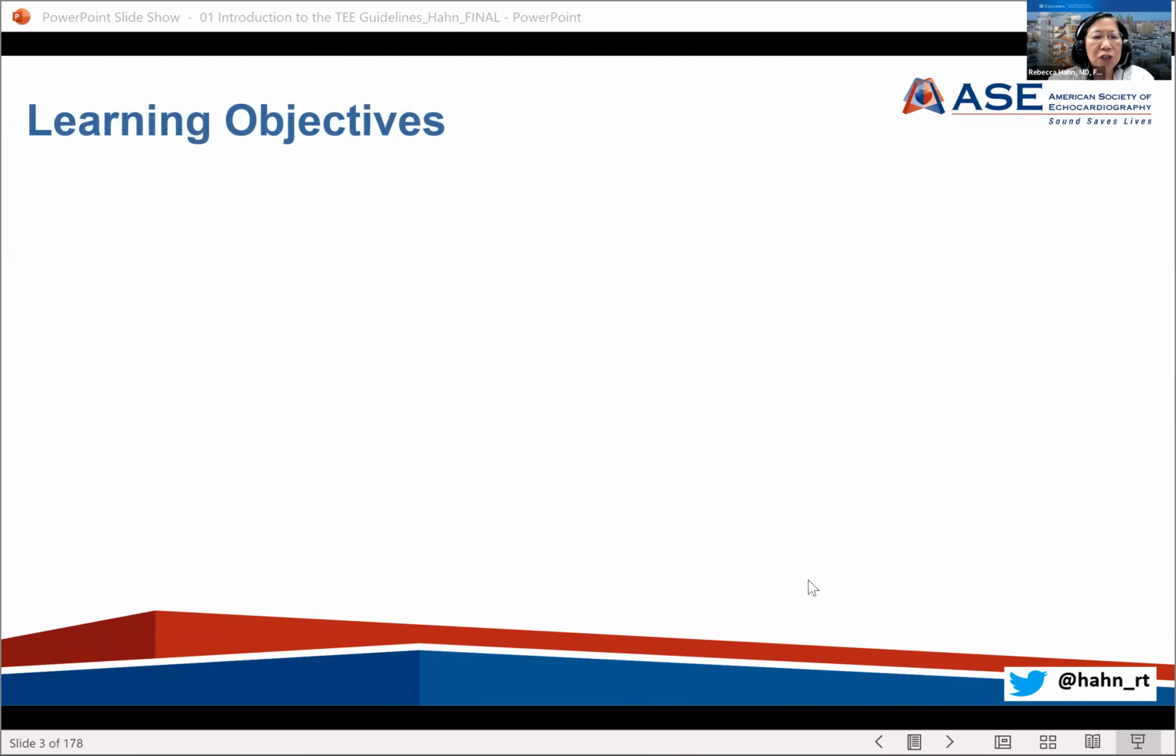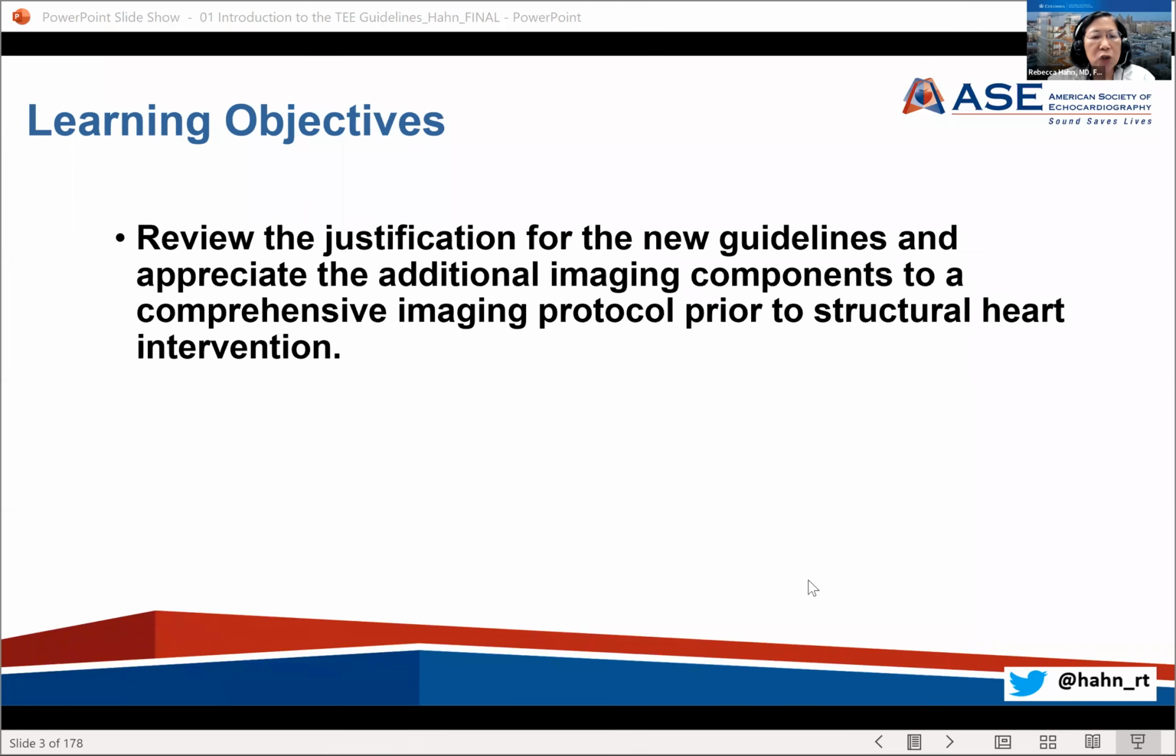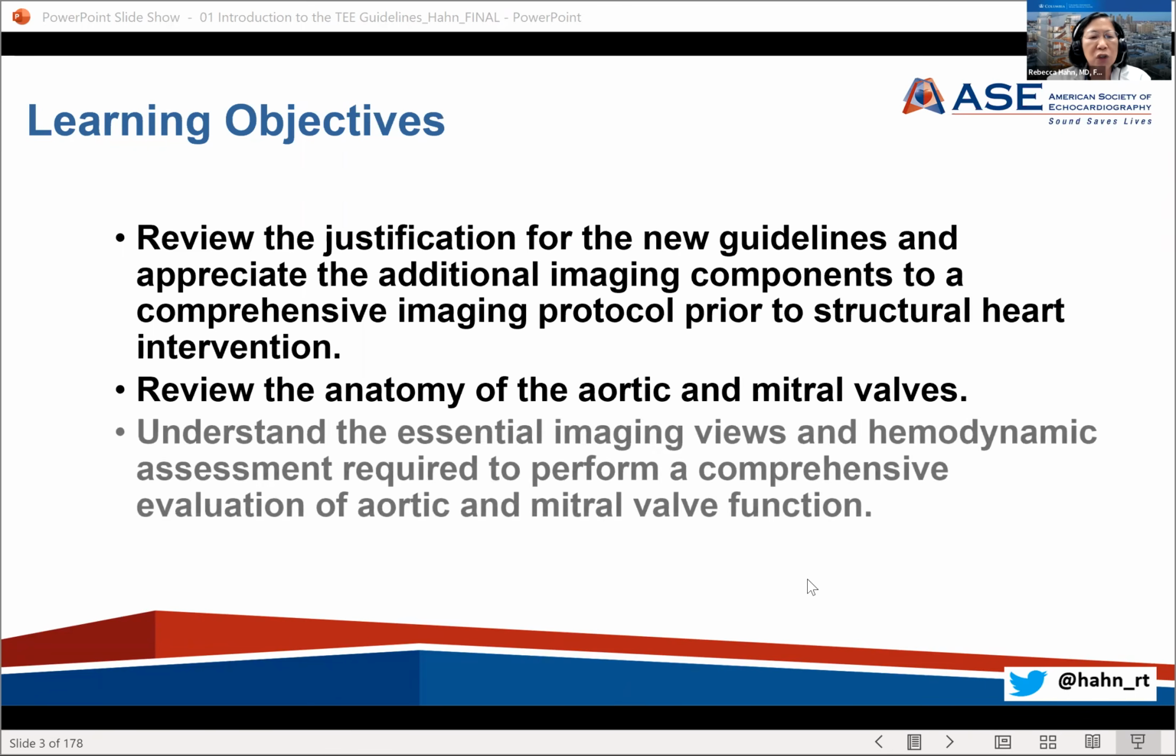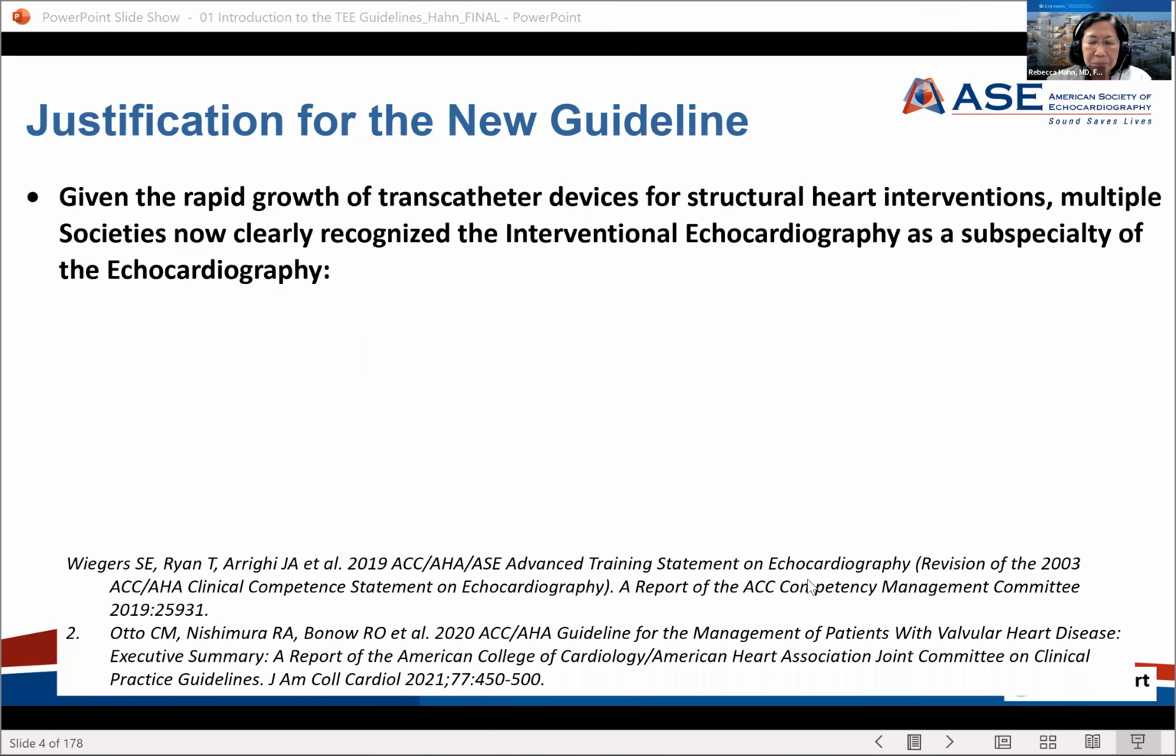These are my disclosures. The learning objectives today are to review the justification for the new guidelines and appreciate the additional imaging components to a comprehensive imaging protocol prior to structural heart intervention. We are not going to review at this time, nor does the guideline review, actual procedures. We will also review the anatomy of the aortic and mitral valves in this particular webinar, and hope to understand the essential imaging and hemodynamic assessment required as part of that comprehensive evaluation.